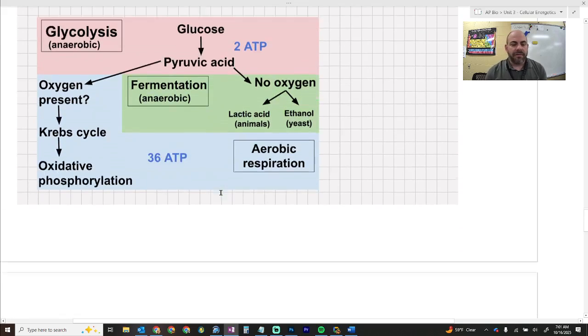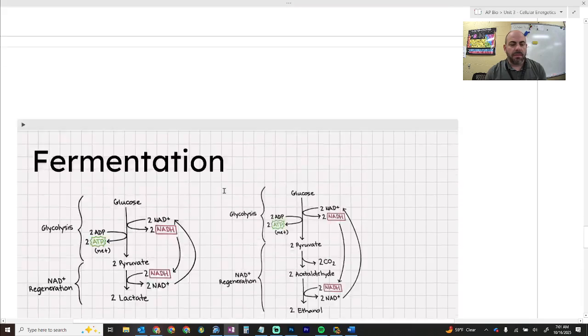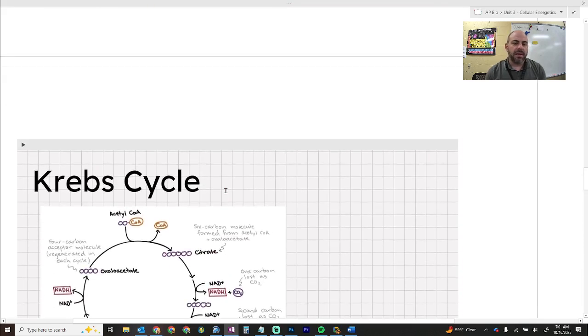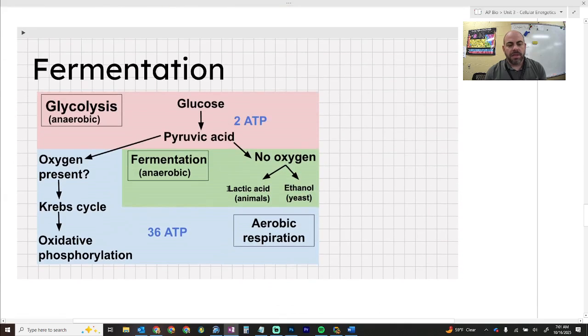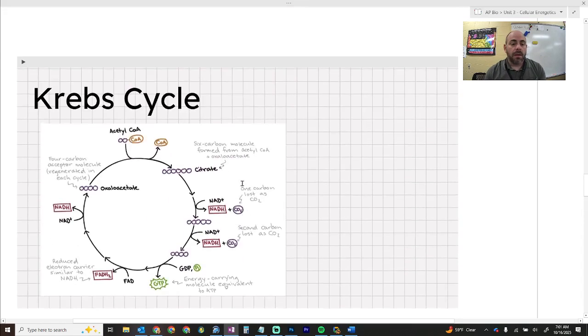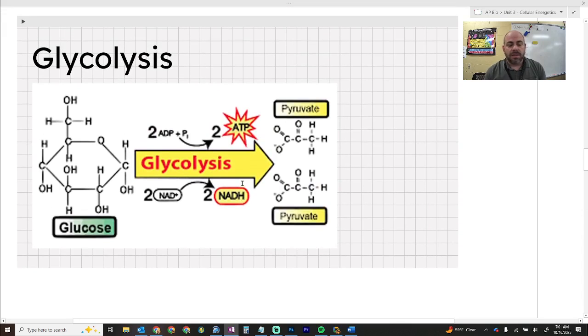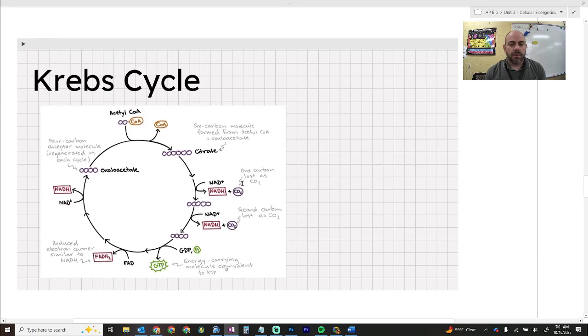So let's look at the idea of fermentation, because we're going to look at the ETC in a lot more detail in day 2. First of all, why does fermentation occur? Fermentation occurs when there's no oxygen, and glycolysis does not require oxygen in order to occur. The Krebs cycle won't happen if there's no oxygen, but it doesn't require oxygen either, right?